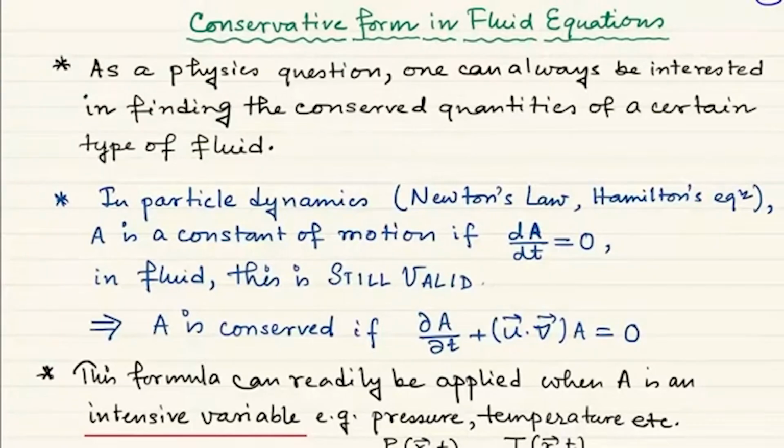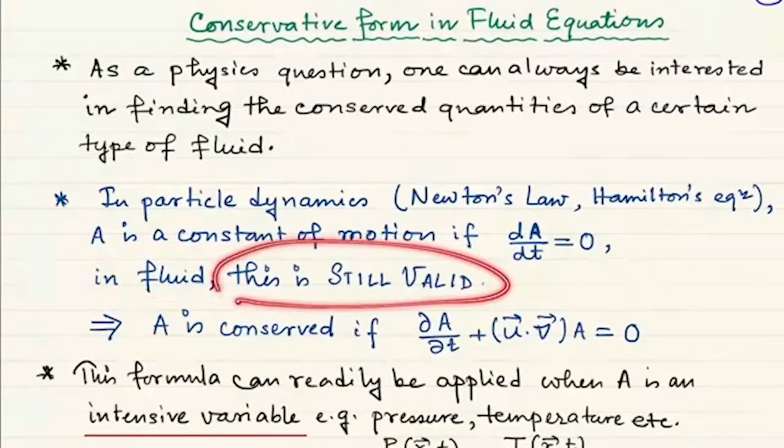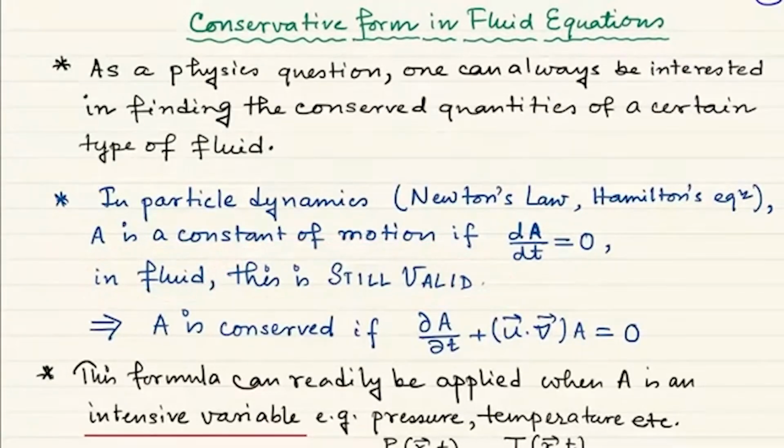So we know that in particle dynamics, when we talk about Newtonian mechanics or Hamiltonian mechanics, A is a constant of motion if dA/dt is equal to 0, right? For example, energy. If the total energy of a particle in a conservative force field is constant, then d/dt of the sum of its kinetic energy and potential energy is 0. Now in fluid this thing is still valid, but try to understand one thing. This should be valid for a fluid particle.